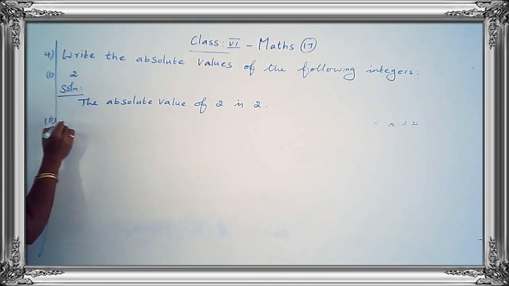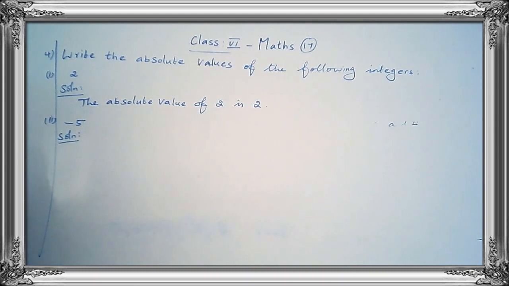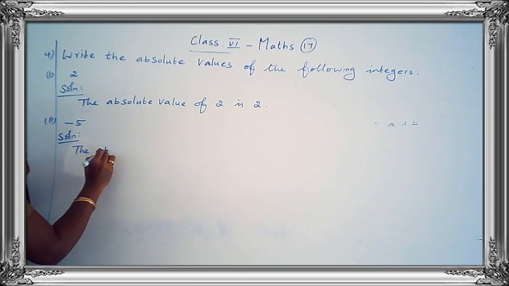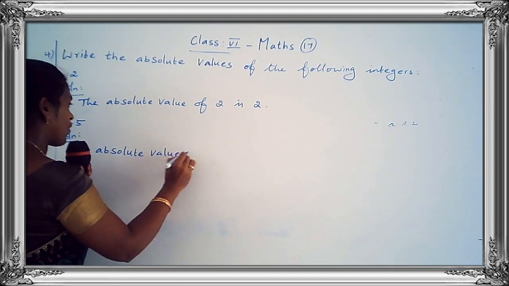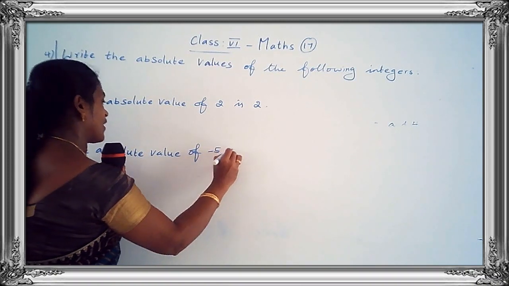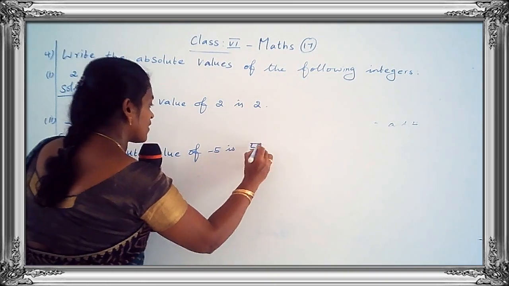The next one, minus 5. Now you say the absolute value of minus 5. The absolute value of minus 5 is 5 only. Yes children, absolute value means its numerical value irrespective of its sign. So the absolute value of minus 5 is 5.